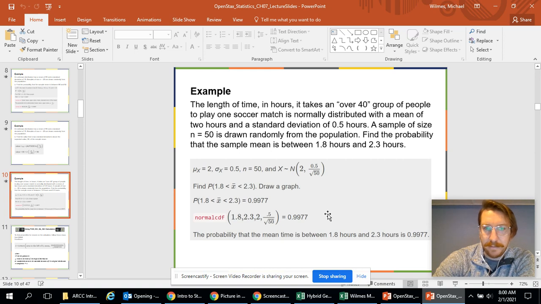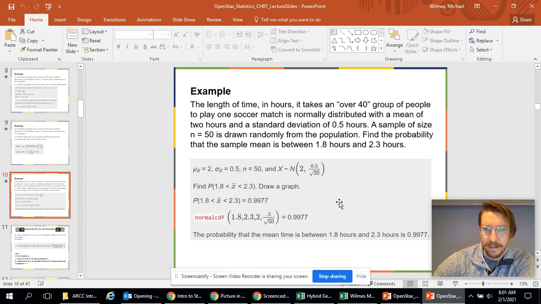Length of time, new problem. Length of time in hours it takes an over 40 group of people to play one soccer match is normally distributed with a mean of 2 hours and a standard deviation of 0.5 hours. Sample size of 50 is drawn from the population. Find the probability that they play between 1.8 and 2.3 hours.